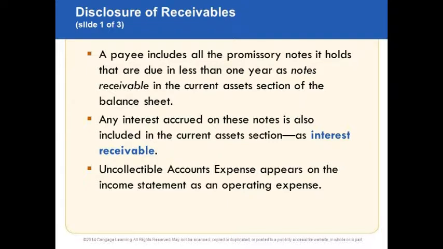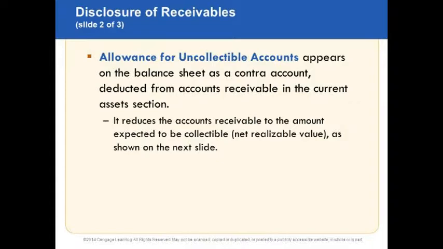It appears as an expense on the income statement. So again, notes receivable show up on the balance sheet, and the accounts receivable show up on the balance sheet. But this uncollectible accounts expense, where you actually account for this accumulating bad debt, shows up as an expense on the income statement. The allowance for uncollectible accounts, though, appears on the balance sheet as a contra account, and I'll show you an example of that in a minute. So remember, the actual expense side of the uncollectible account is on the income statement, but the allowance for uncollectible accounts is a balance sheet item, and it's called a contra account.